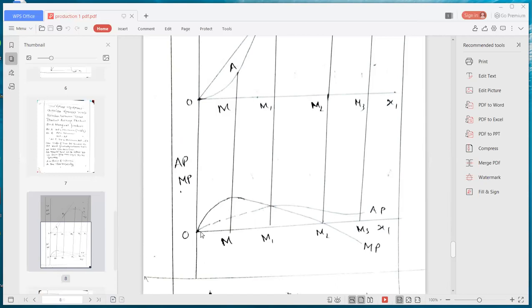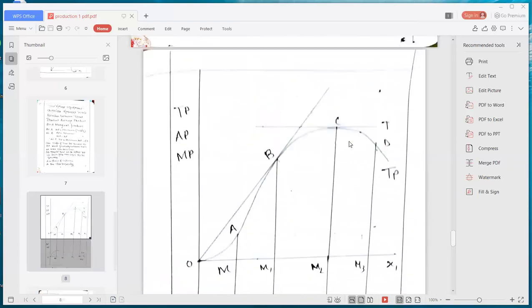So the marginal product curve starts its journey from point 0, reaches the maximum at the production level OM, then it decreases.